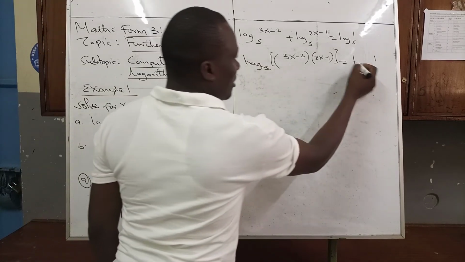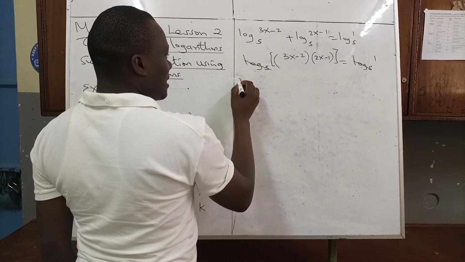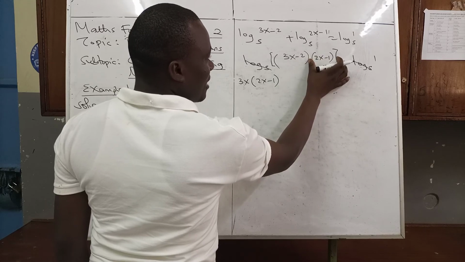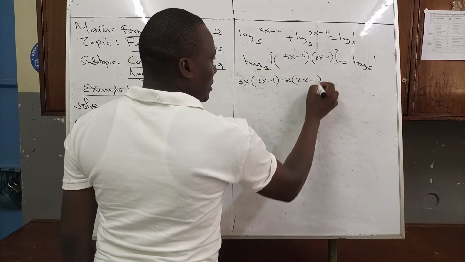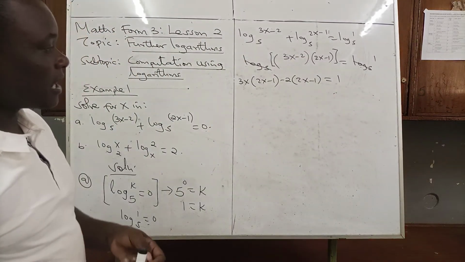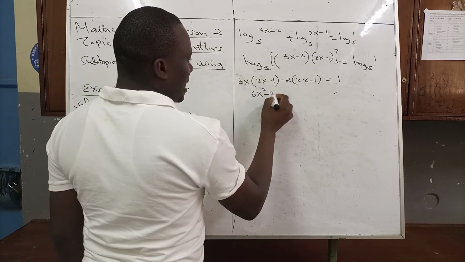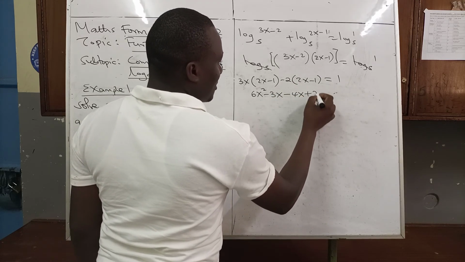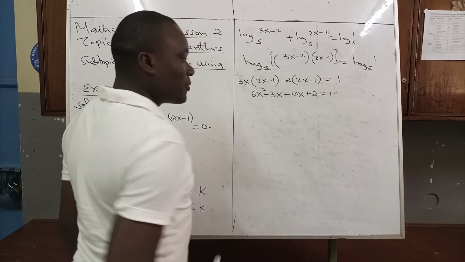Then now the log and the log there will cancel out. So we now need to expand this. So we will say 3x into 2x minus 1. I'm taking 3x to open the other bracket. I will come back and use minus 2 to open the same bracket, which will be equivalent to 1, which is remaining on our right hand side. When we open the brackets, we will obtain 6x squared minus 3x minus 4x plus 2 is equals to 1. Minus 2 times minus 1, it becomes a positive 2.